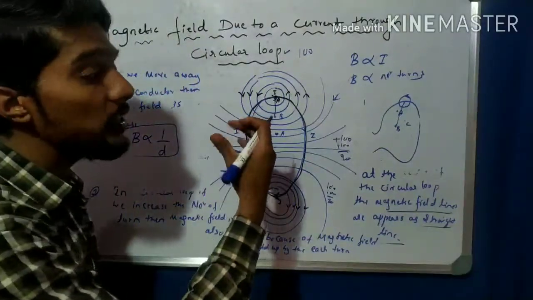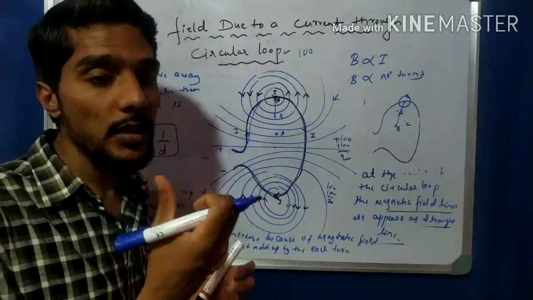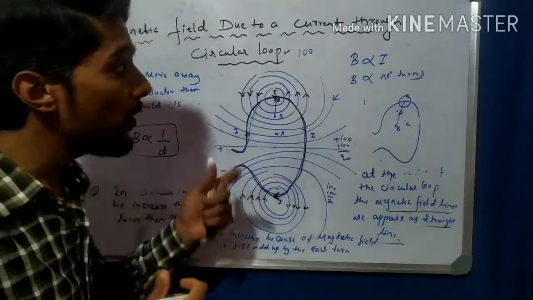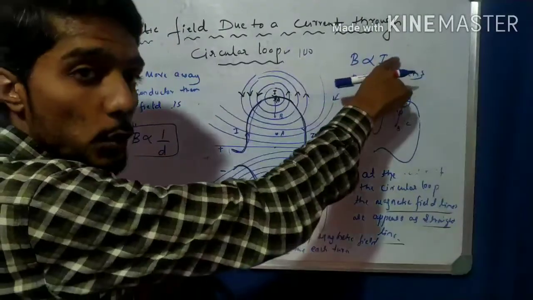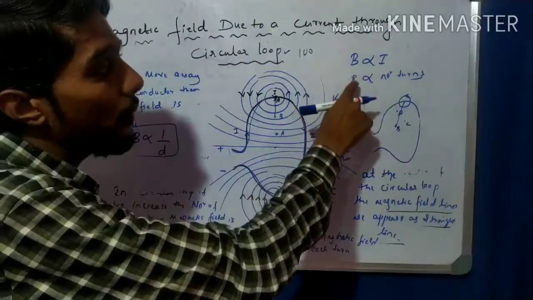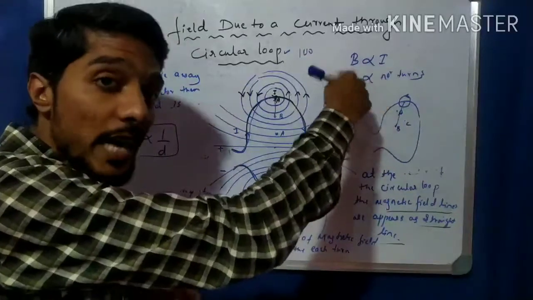The strength of the magnetic field depends on the current. If the current increases, the magnetic field strength increases. If the number of turns increases, the strength of the magnetic field increases. B is directly proportional to I: current increases, magnetic field also increases. B is directly proportional to the number of turns. If the number of turns increases, the magnetic fields just add up, right?